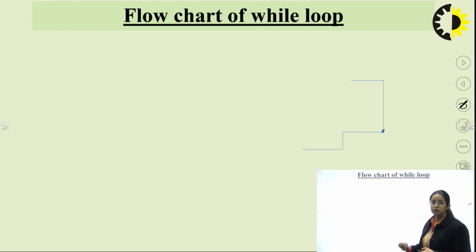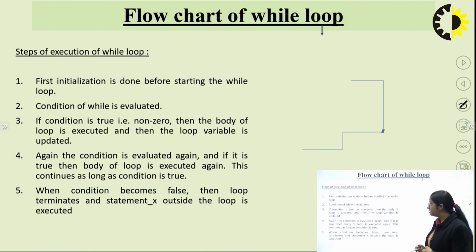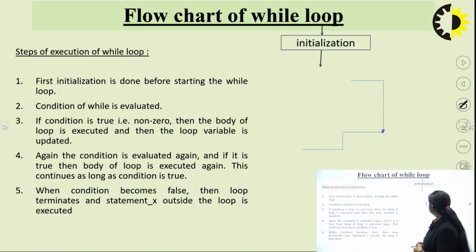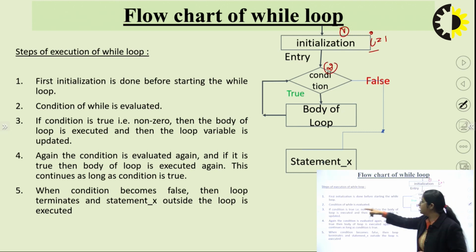Now I am going to discuss the flowchart of the loop and its steps. Basically, it has 5 steps. These are the 5 steps. First, we have to initialize some value. Suppose I take i equals 1. We are initializing a value before execution, before giving any condition. We have to initialize the value in the counter variable. This is the counter variable. After that, we are entering the loop. That is the first step. The second step is checking the condition.